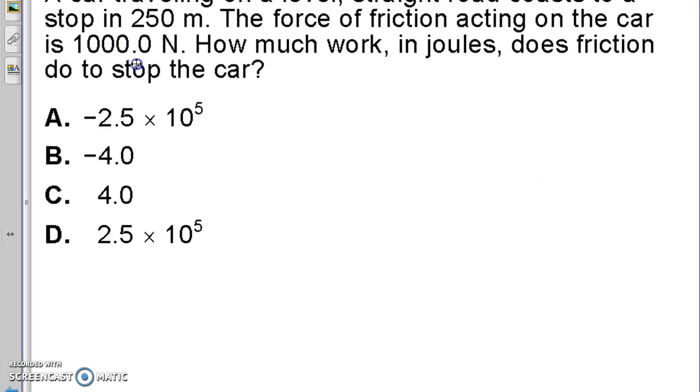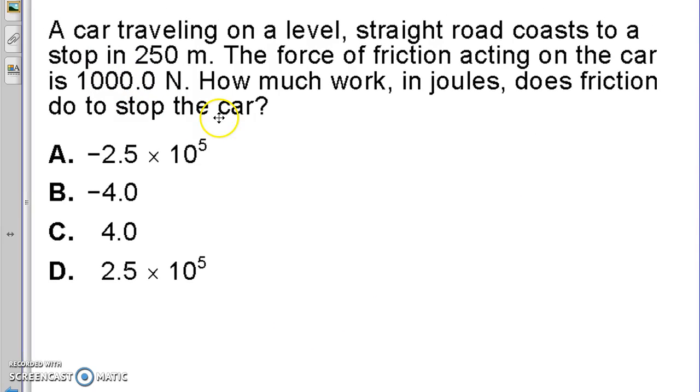Maybe I'll let you do this one for practice, because I'm not 100% sure. A car traveling on a level straight road coasts to a stop in 250 meters. The force of friction on the car is 1,000 newtons. How much work in joules does friction do to stop the car? Here you can calculate the work done, and because it's stopping, that's the work done by friction.